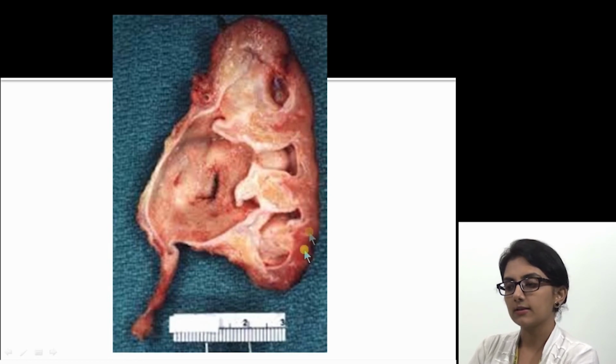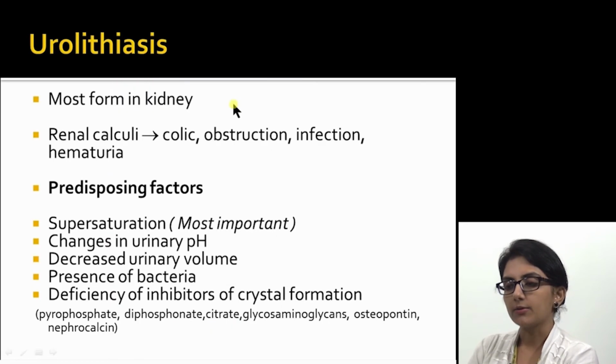So this is a classical hydronephrosis. Now we talked about stones as a cause of obstruction. Let's go into some more details of stone formation in the kidney. Renal calculi can present in patients with symptoms of colic. They can present with symptoms related to obstruction, related to secondary infection, and they can also result in hematuria.